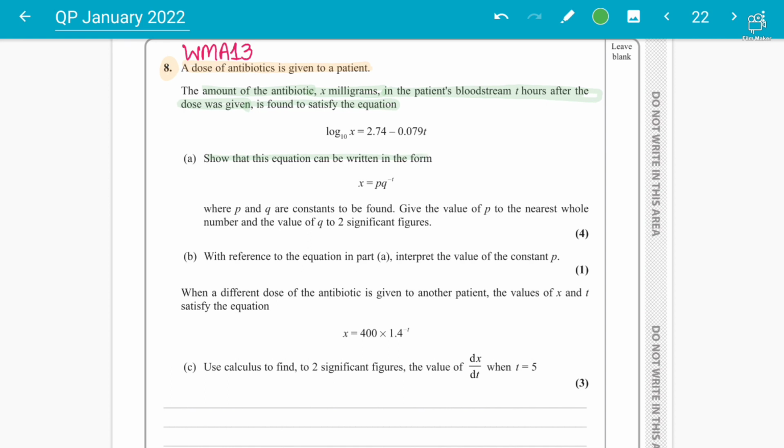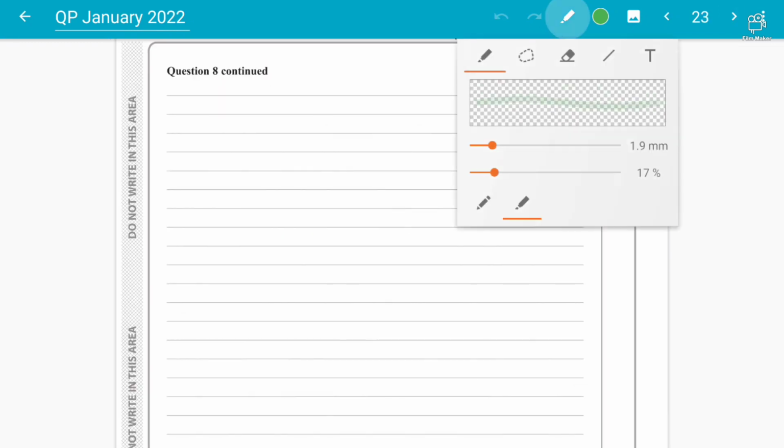Show that this equation can be written in the form x is equal to p q to the power t, where p and q are constants to be found, and you have to give the value of p and the value of q to two significant figures. It's a 4-mark question, which means it will take a bit more time and you have to do it very carefully to get the correct answer. So here we go, let's start.